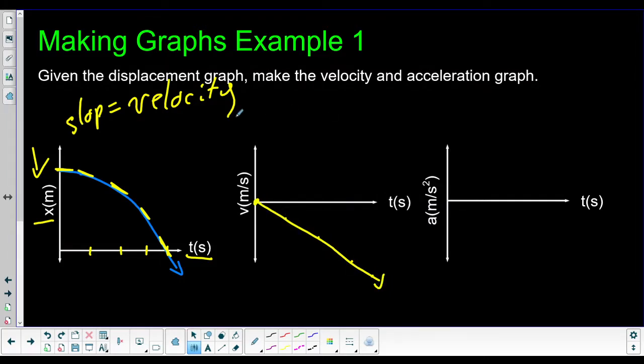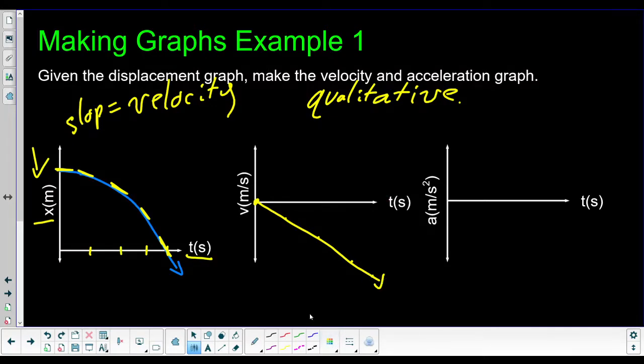Again, this is very qualitative, meaning we're not really putting in numbers. We're eyeballing it, and then we're making good guesses. Okay? We'll worry about putting numbers in later. All right, so here's our velocity time graph. Notice this thing looks pretty linear the way I've drawn it.